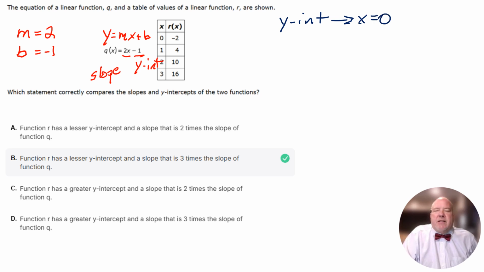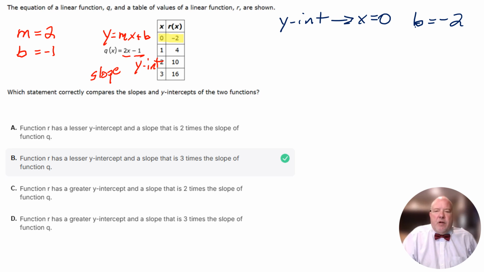So what you want to do is look at the table and see where you have an x value of 0. That would be here. And the y value, which remember is written in function notation, r of x, r parentheses x, really just means y. So that's the same thing as y. So in this one, that's my y-intercept. My y-intercept is at -2. So let me go back and write that down. Y-intercept, I'll be consistent and use b. So b equals -2.